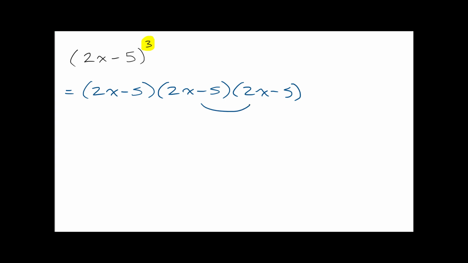Do I want to multiply the last 2 together? It doesn't really matter because they're all the same. Now, another way of looking at this to speed it up is, wait a minute, don't 2 of these make a binomial square? So some students like to do this, and we're just going to write it like that.